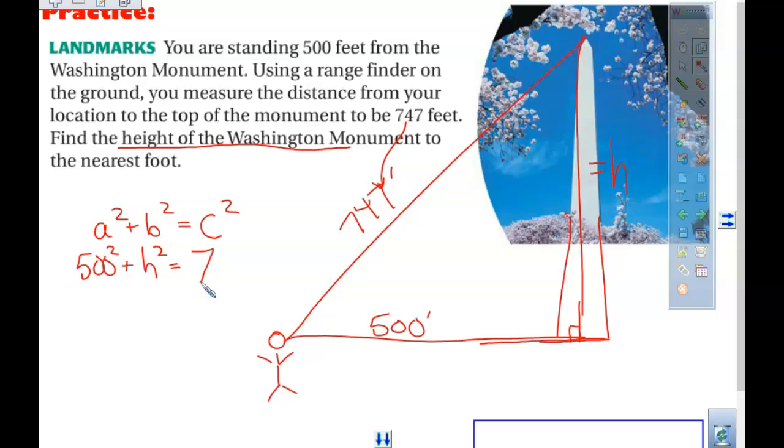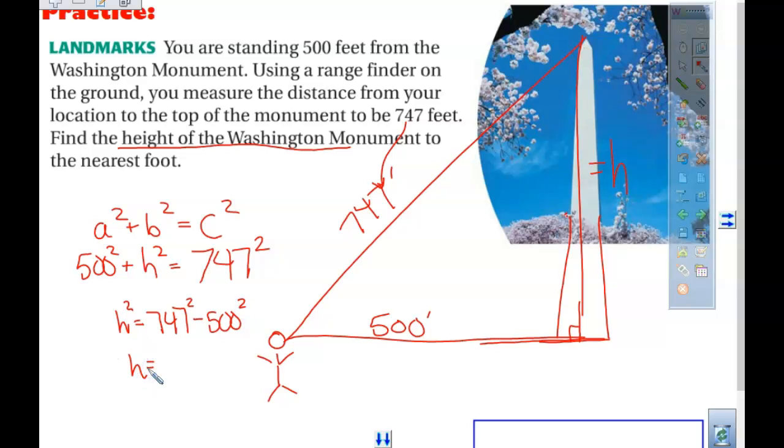My hypotenuse on this one? 747, and we want to square it. Use those calculators. Could I put in my calculator 747 squared? Do that first. Subtract 500 squared, right? To find h squared, I'm really taking 747 squared minus 500 squared. But you have to make sure you hit the square button.